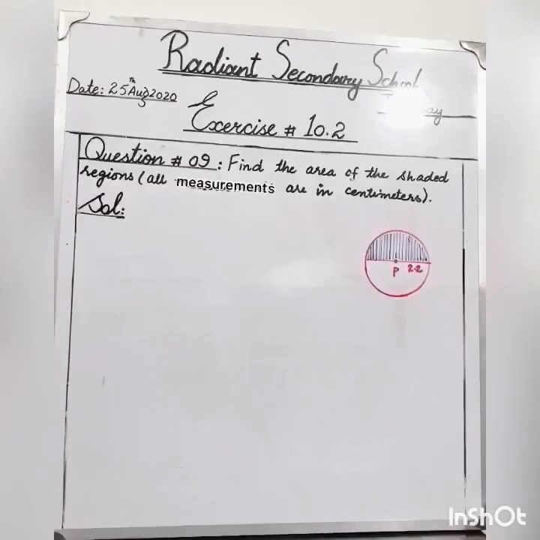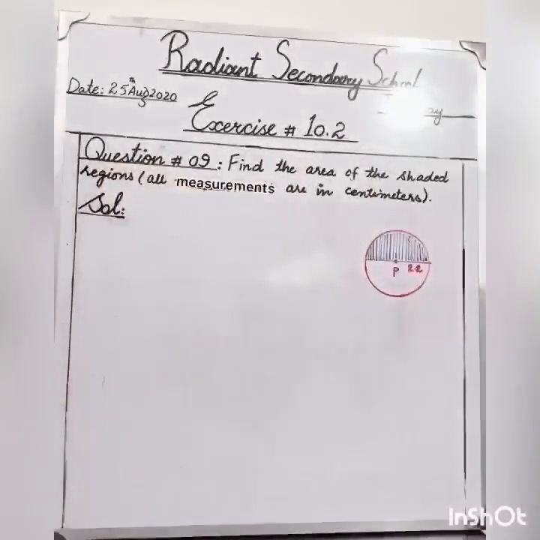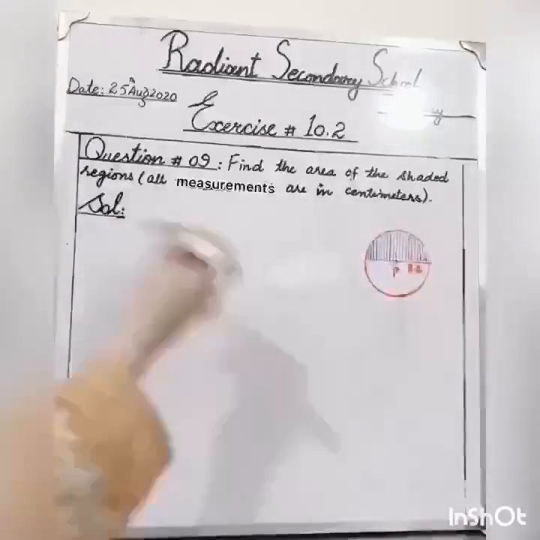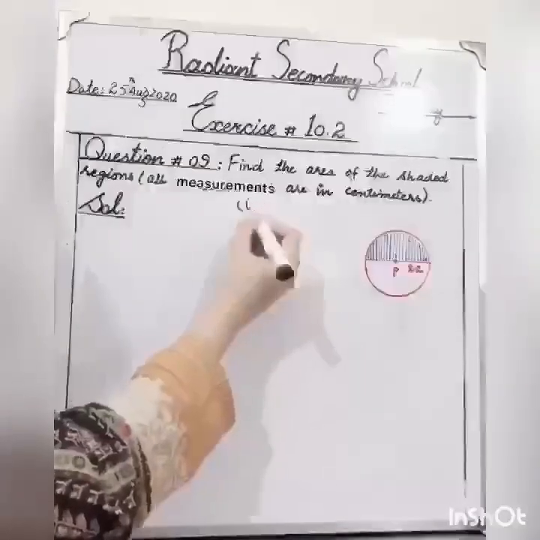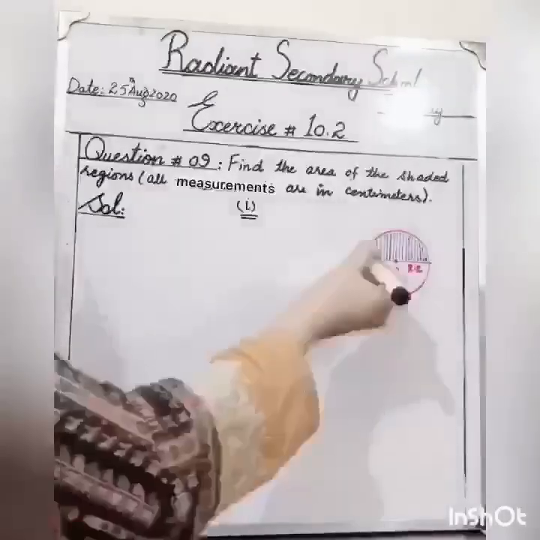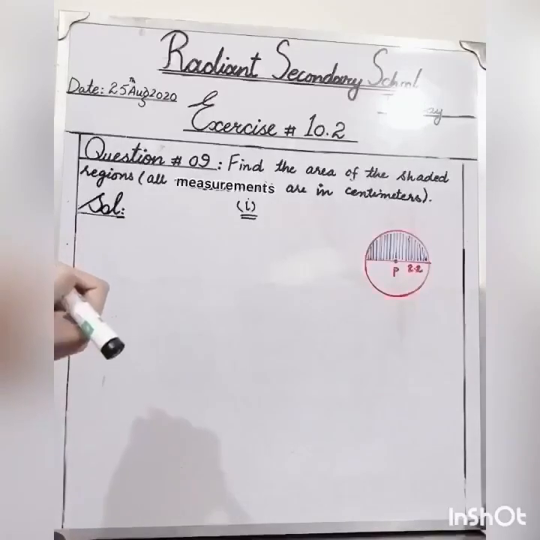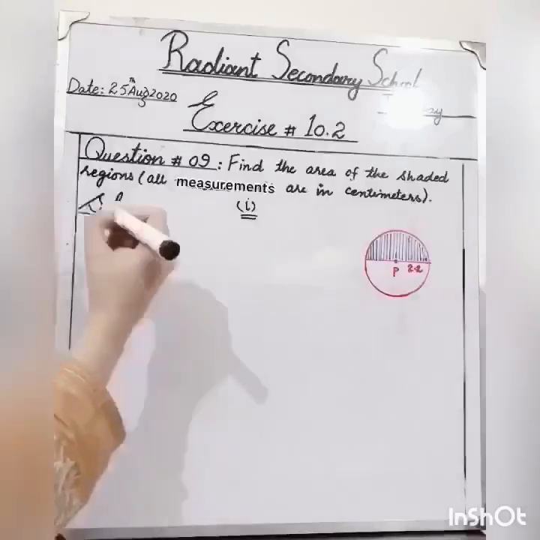As you all know, we are discussing exercise number 10.2 and today we are going to start question number 9. In question number 9, it says to find the area of the shaded regions. So, a figure is given to you. For example, in the first part, a circle is given to you and half of the circle, meaning the semicircle, is shaded. So you have to find out the area of this semicircle. So let's start our solution.